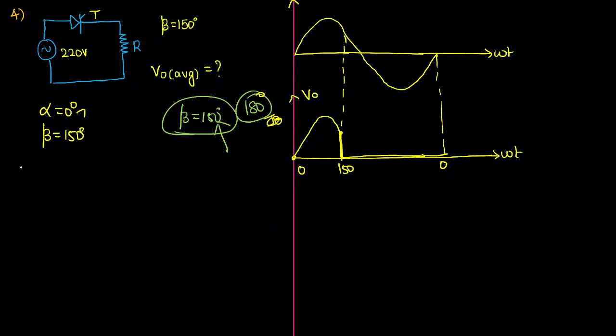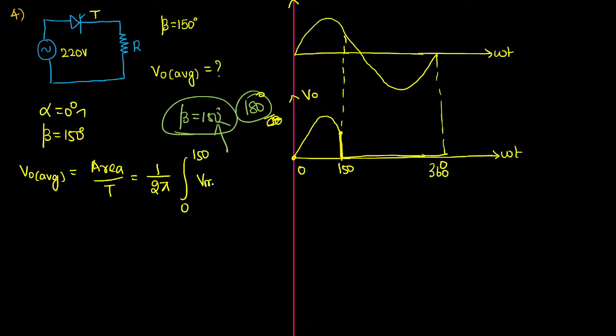Now tell me, how will you calculate the V0 average? What is the formula? Okay, listen guys. Whether it is I0 average or V0 average, you know how to calculate it. How will you calculate? See, totally we have 360 degree, right? So what is the average formula? Area upon time period. What is the total time period? The time period of the sinusoidal waveform we inject is 2π. But in it, the period in which we observe the waveform is only from 0 to 150 degree.